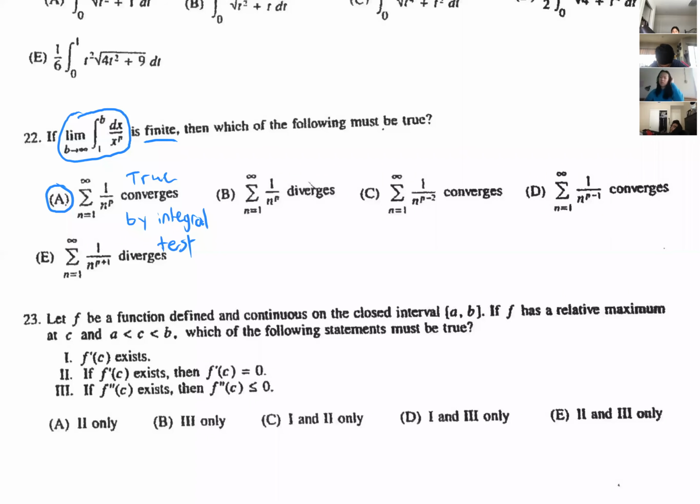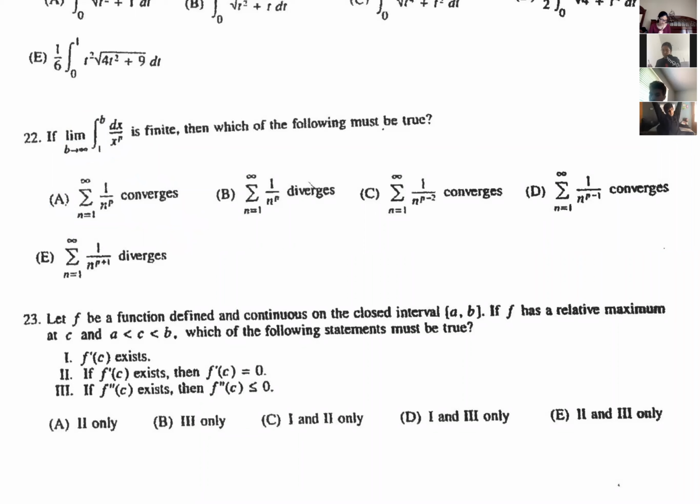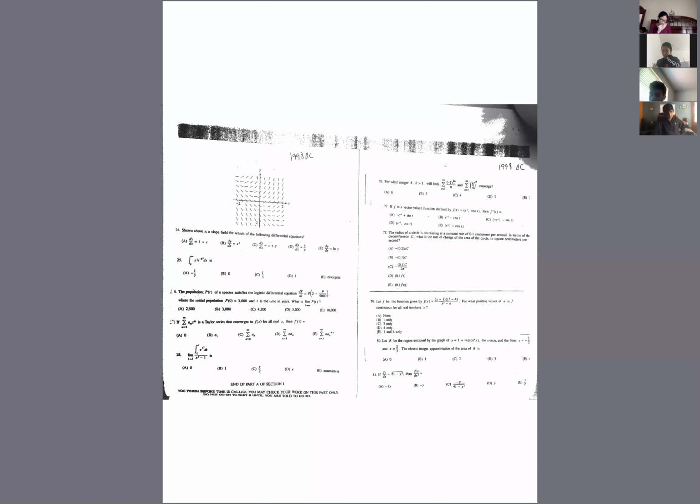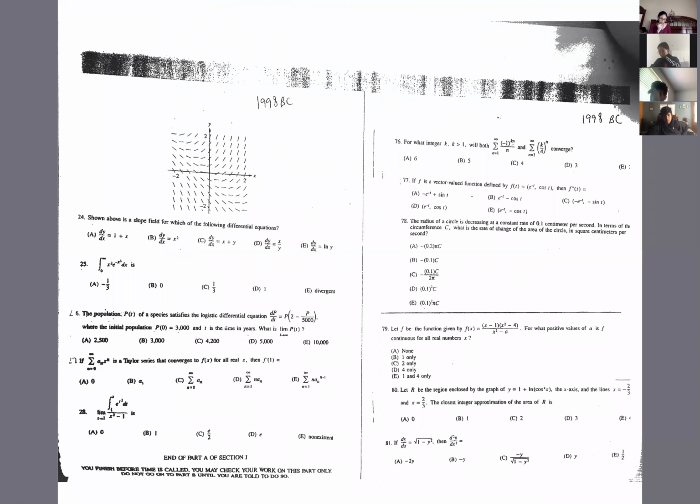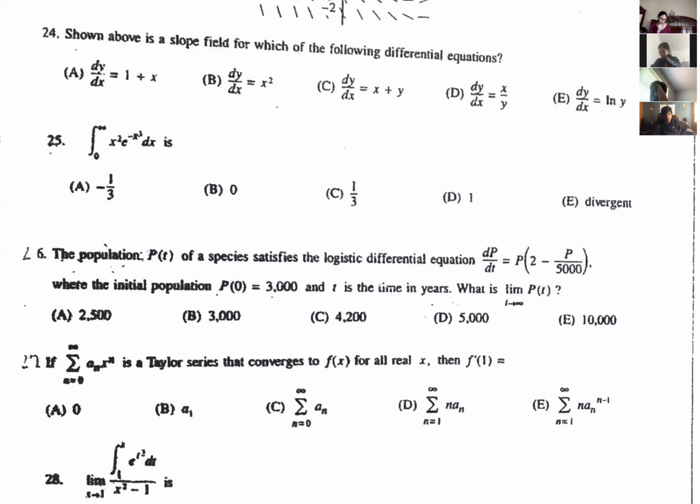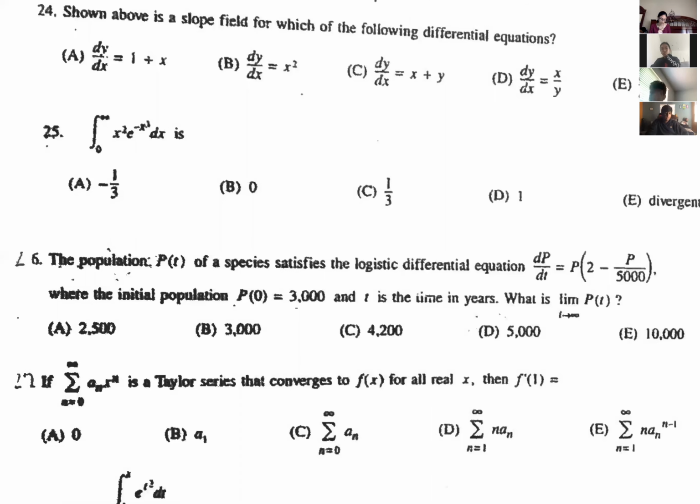All right, other questions on this page? 25. Let's look at 25. That looks like U substitution to me.